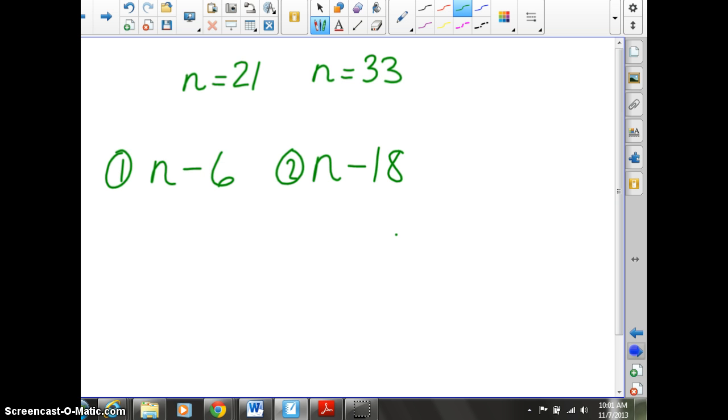So problem number 1, the variable is 21. What would the answer be? Answer A, answer B. Answer A, Aaron says 15. 21 minus 6 is 15. Okay, now let's use the other variable. Slide the 33 over there. 33 minus 6. It's okay today if you need scratch paper to do this off to the side. That's okay. Some of you can probably do this in your head.